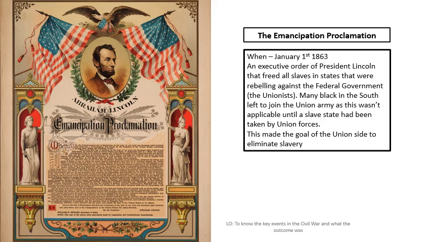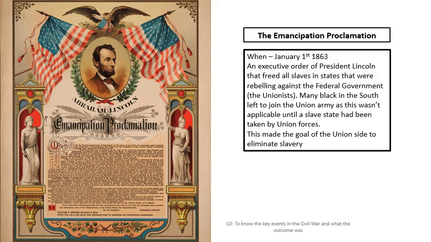All right, so this is our next thing. You do need to note this down. It's not a battle, okay? This is an event that happened. So the Emancipation Proclamation, January the 1st, 1863. It was an executive order of President Lincoln that freed all slaves in states that were rebelling against the federal government. So all of the southern states, all of the slaves there were now free.